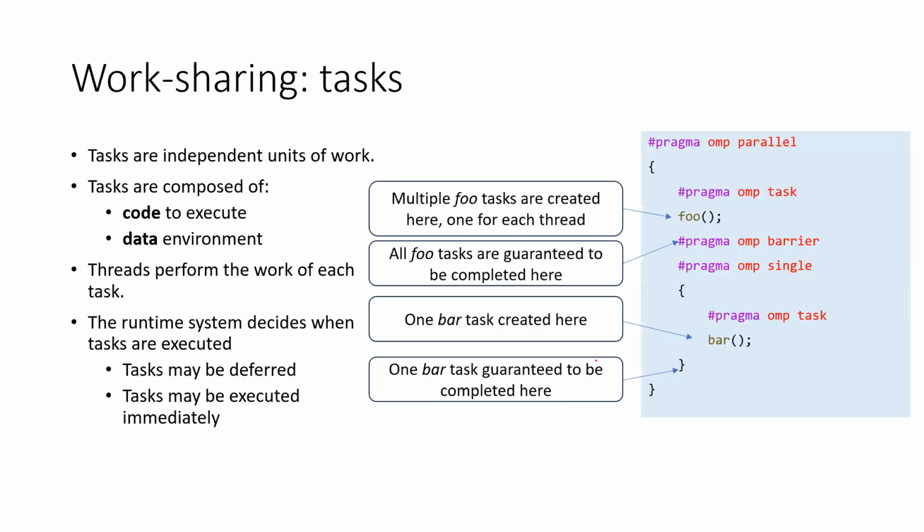Another powerful construct, similar to sections, is tasks. Just as we have OMP parallel, we can define a task, where after that, whatever the function is, multiple threads will be executing this task too. And there's a barrier. All tasks will be waiting here.